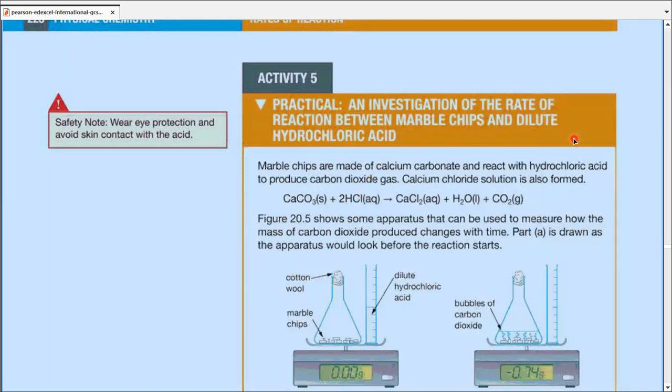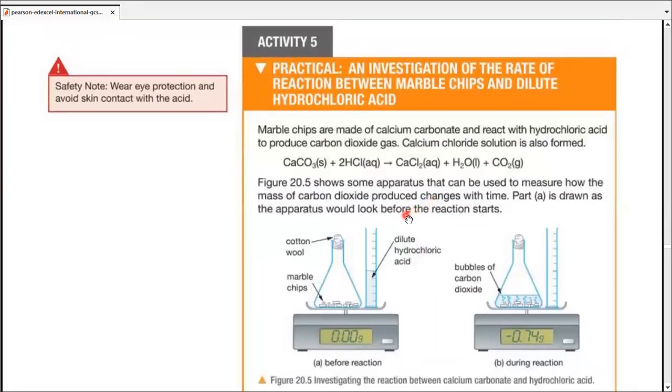All right, a quick safety note. We are supposed to wear eye protection and avoid skin contact as long as we're dealing with acids. So this is an investigation in which we measure the rate of reaction between marble chips and hydrochloric acid. Now, as we already know, marble chips are made out of calcium carbonate, and since this is a carbonate salt, it contains CO3, and from the previous unit, we know as soon as it reacts with an acid, it is going to produce water and carbon dioxide gas as well. Now, carbon dioxide gas in this reaction is produced in the form of bubbles. We may also call it effervescence.